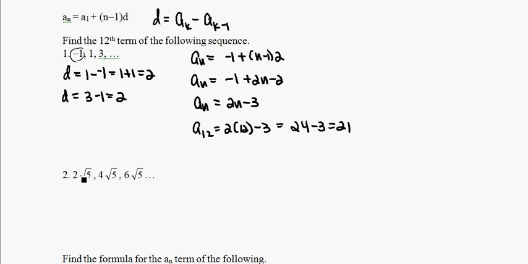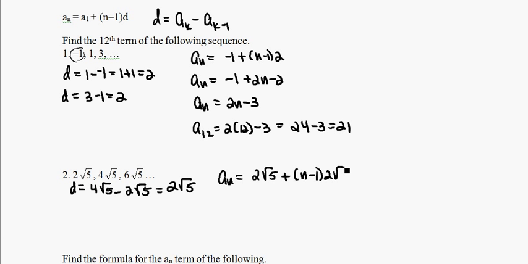Here our first term is 2 radical 5. Our common difference will be the difference of two consecutive terms. So let's do 4 radical 5 minus 2 radical 5. When you're subtracting radical terms, provided the radicals are the same, the radicals just behave like variables. So therefore this radical 5 is just going to stay, and we're just going to do 4 minus 2, which is 2 radical 5. So our common difference is 2 radical 5, and our first term is 2 radical 5 as well. So our nth term is going to be 2 radical 5 plus n minus 1 times 2 radical 5.